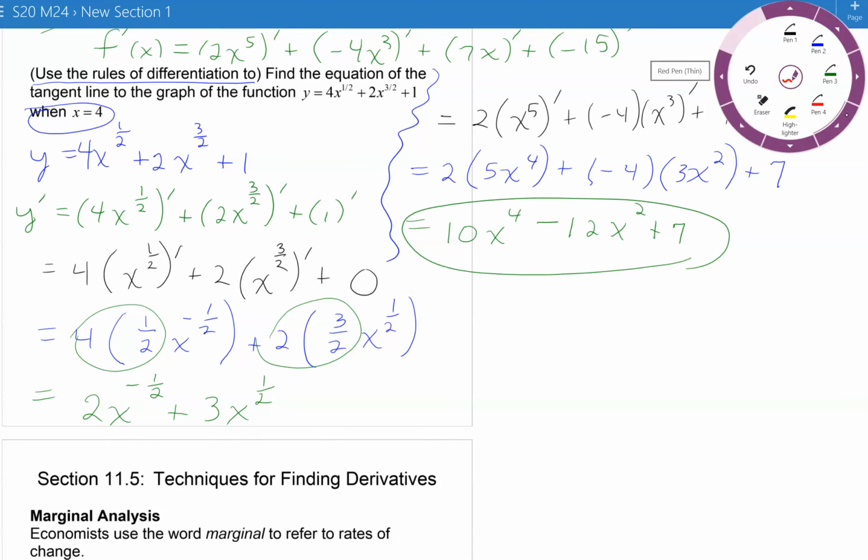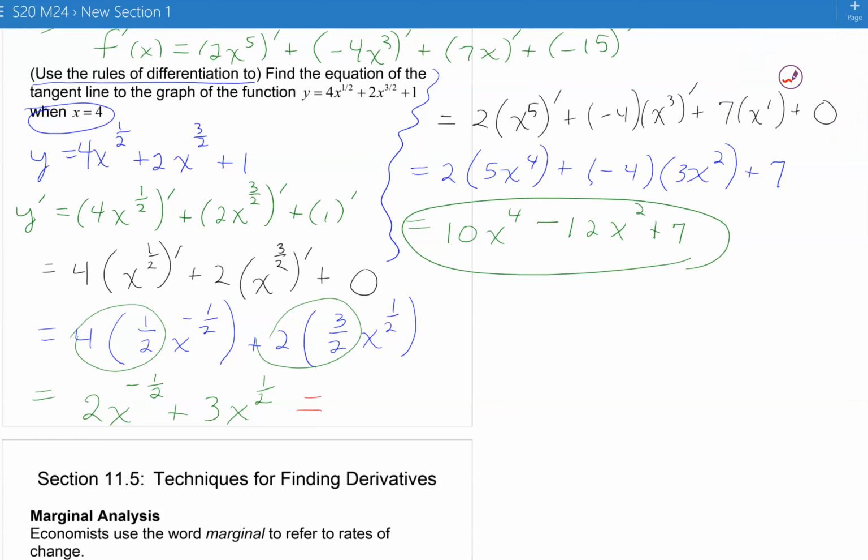Then your instructions are always going to say write your answer without negative exponents, or it will say with positive exponents only. So you need to rewrite it, last step, with positive exponents only. So this is the derivative.